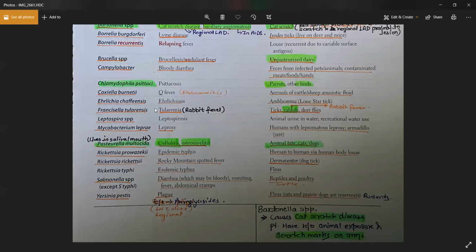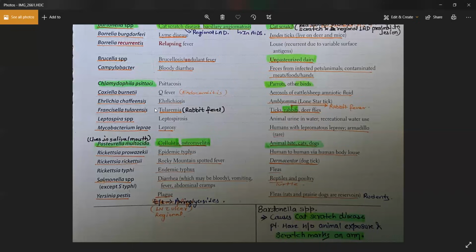Then comes the Mycobacterium leprae, leprosy. You will acquire this infection from the armadillos in the United States. And plus, you can also acquire this infection by coming into contact with an infected human. Okay, so if you touch the patient with the leprosy, you will get the leprosy.